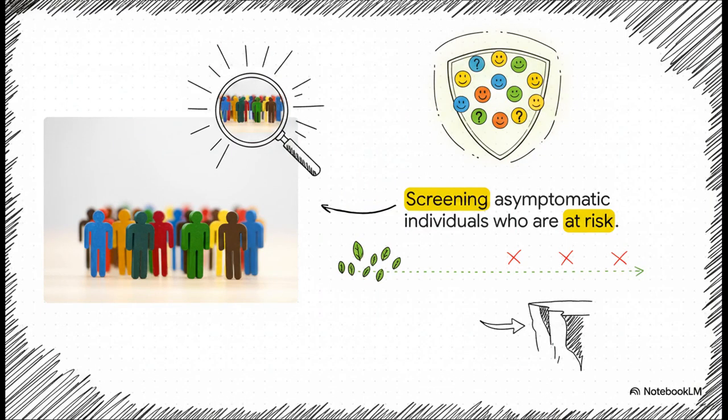Once we know what we're looking for, we often need to screen populations. When we screen, we're testing groups of asymptomatic people to find those at risk before the condition fully develops. Notice the keyword there, asymptomatic. If a patient already has symptoms, you're doing diagnostic testing. Screening is entirely about catching things early in seemingly healthy people.